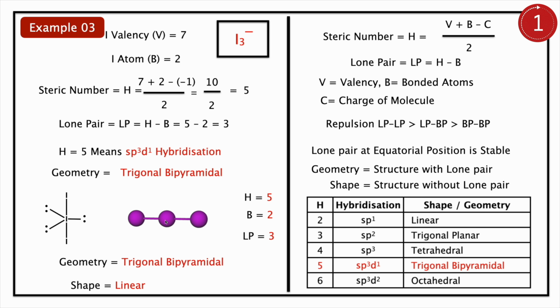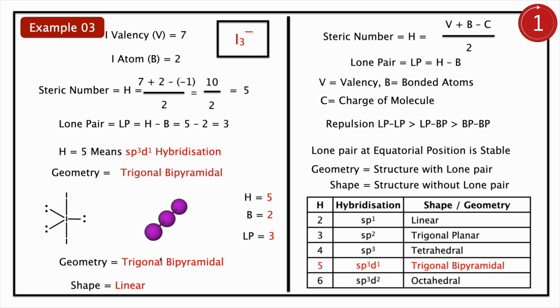Then the third example, I3 minus. It is a very interesting example because the central atom and the bonded atoms are both iodine. Since iodine is bigger, it is possible. Iodine valency is 7, it is a halogen, and it is bonded with 2 iodine atoms. So bonded atoms are 2, charge is minus 1. So steric number will be 7 plus 2 minus of minus 1, divided by 2. So it will be 10 by 2 gives 5. So lone pair will be H minus B, which is 5 minus 2 gives 3.